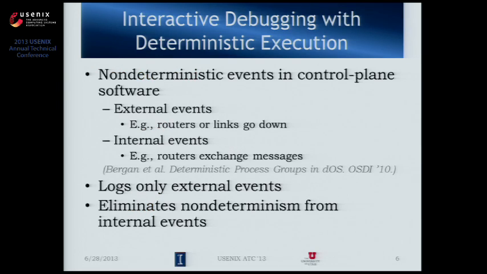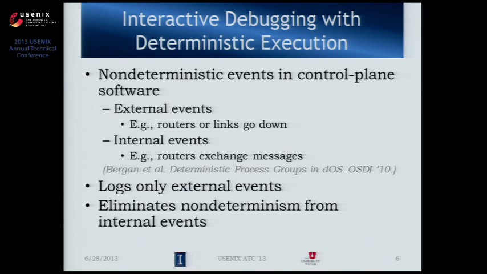So to do so, instead of using comprehensive logging, we try to use deterministic execution to manipulate non-deterministic events. Recent studies have classified non-deterministic events into external and internal non-deterministic events. External non-deterministic events are the events that are not controlled by the control plane software itself. This includes routers or links going down or up. And internal events include the events that the control plane software can control and manipulate.